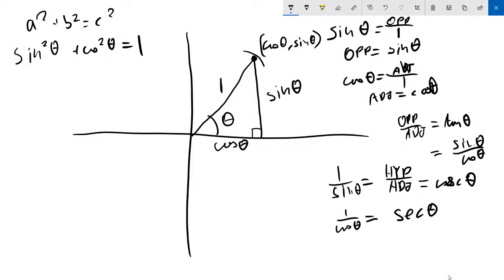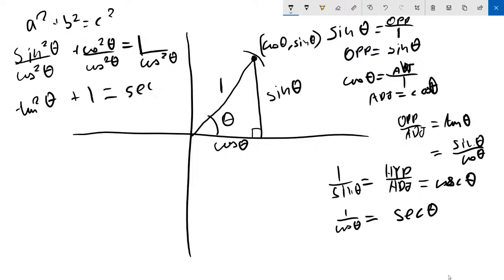So when we use these, we can also derive more trigonometric identities. What we also know is that if we divide everything through by cosine squared of theta, we would have cosine squared theta over cosine squared theta, plus sine squared theta over cosine squared theta. Note that sine theta over cosine theta is tan theta, so this would be tangent squared theta plus 1 is equal to 1 over cosine squared theta, which is secant squared theta.